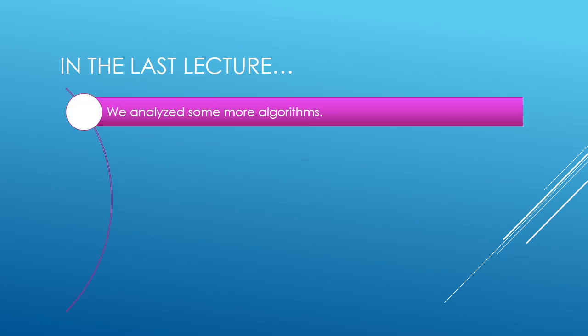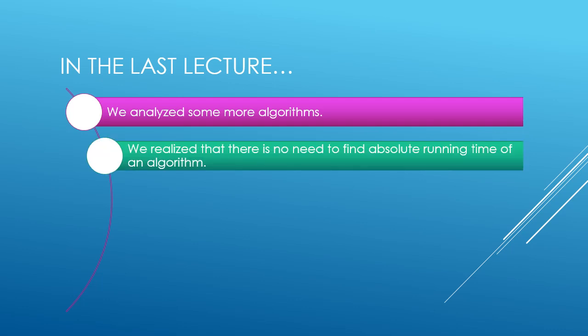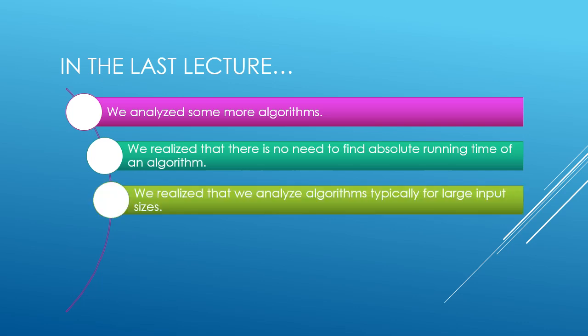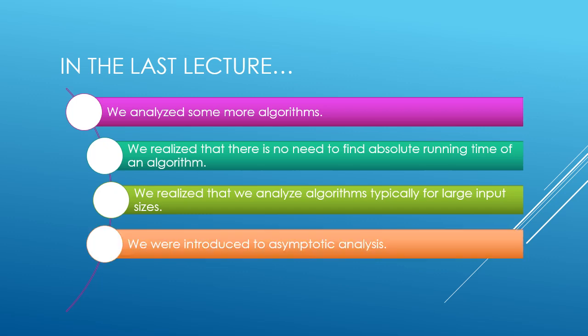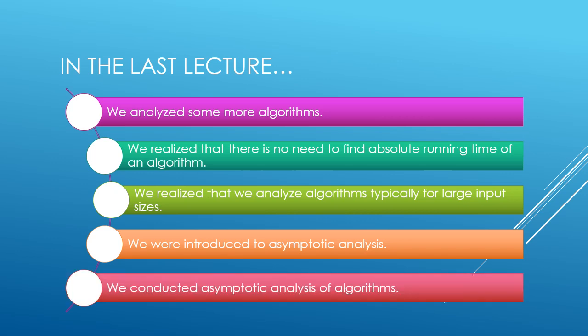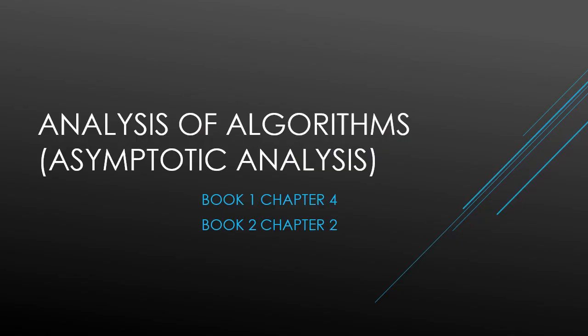In the last lecture, we analyzed some more algorithms. We realized that there is no need to find the absolute running time of an algorithm. We realized that we analyze algorithms typically for large input sizes. We were introduced to asymptotic analysis, and we conducted asymptotic analysis of algorithms. We are still continuing with analysis of algorithms. Chapter 4 of book 1 and chapter 2 of book 2 are being used for this topic.